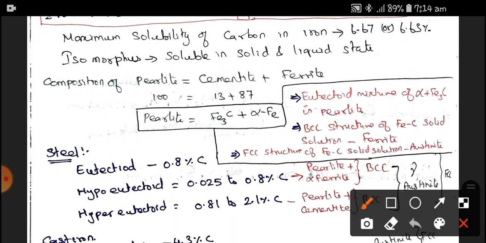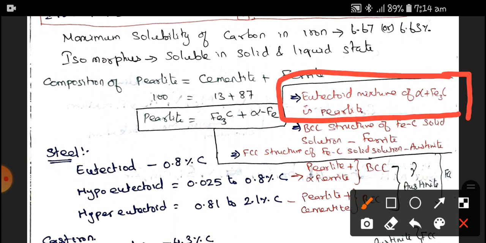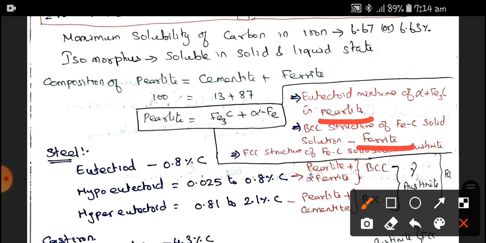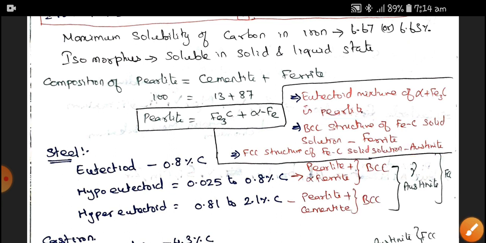And here the eutectoid mixture of alpha iron and Fe3C is called pearlite. The BCC structure of FeC solid solution is ferrite, and the FCC form of FeC solid solution is called austenite. So this is the definition of pearlite, ferrite, and austenite. The definition of pearlite, once again I am repeating: pearlite is the eutectoid mixture of alpha plus Fe3C, and ferrite is the BCC structure of FeC solid solution, and austenite is the FCC structure of FeC solid solution. This we have to notice.